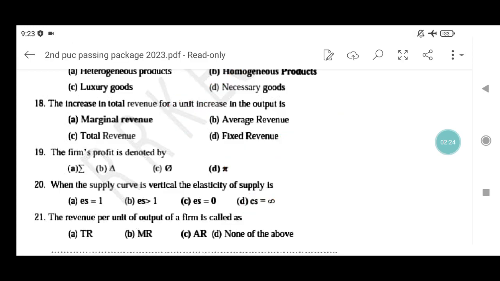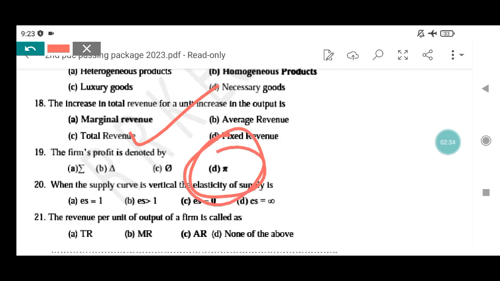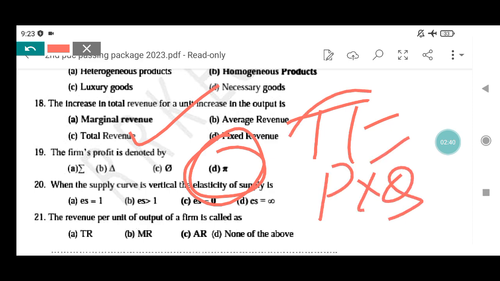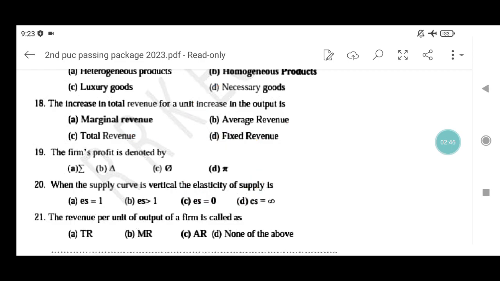Next question is, the firm profit is denoted by. The firm profit is always denoted by pi. Firm profit indicates pi. Pi is equal to price into quantity. You can understand, price into quantity. Profit is always denoted as pi in economic terms.